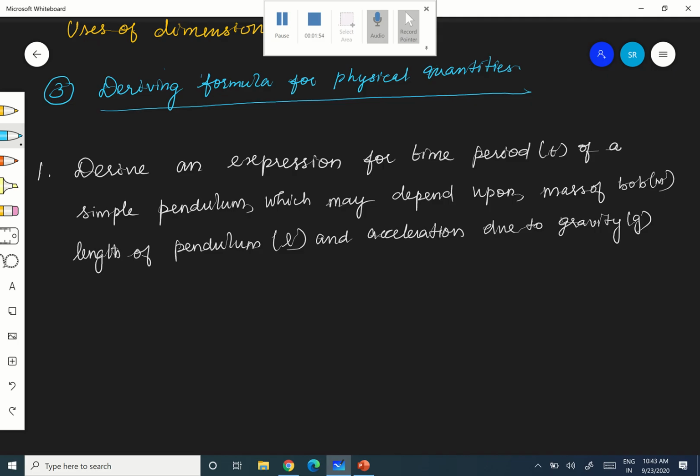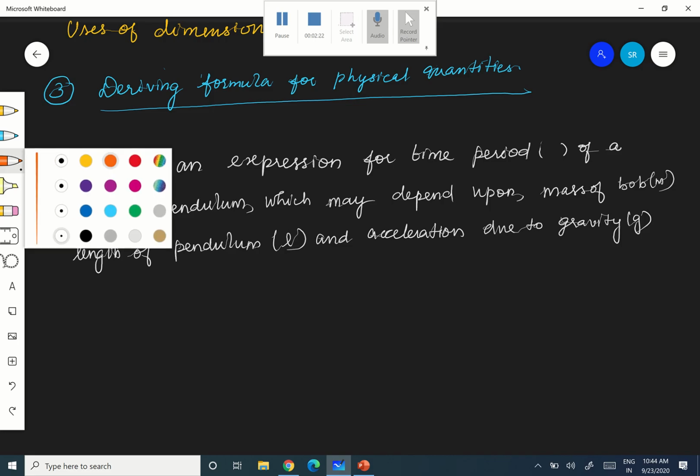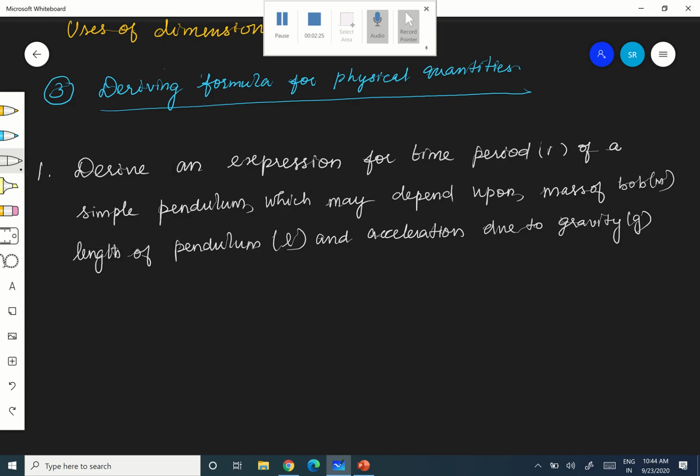Okay. Right. How? See, there are steps. Use the step by step. If you follow, it will be very easy. The first step, what you have to do here, is see what is the physical quantity for which we have to find the expression. It is time period. Let it be capital T, because usually the time period is capital T, right?